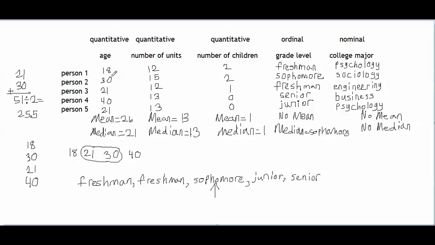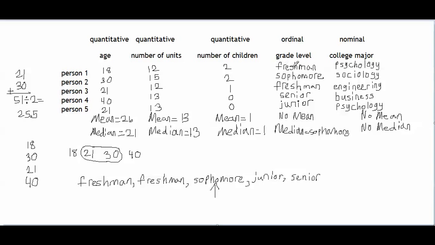If you have a set of quantitative data, you can find the median with an even number of numbers or with an odd number of numbers. If you have an odd number of numbers, you just take the middle value. And if you have an even number of numbers, you find the mean of the 2 middle values. What if you have a set of ordinal data and you have an even number of values? In that case, you can't find the median.